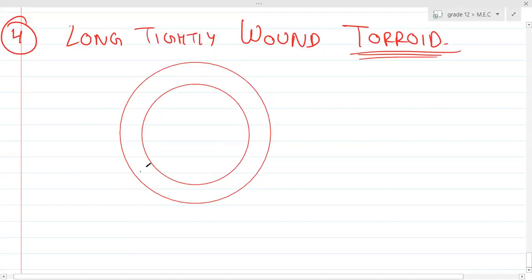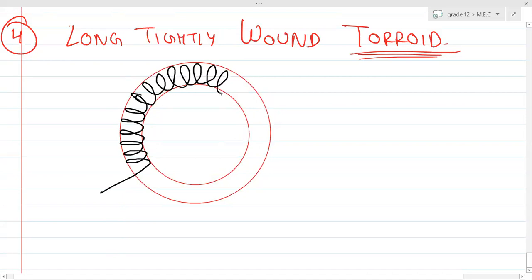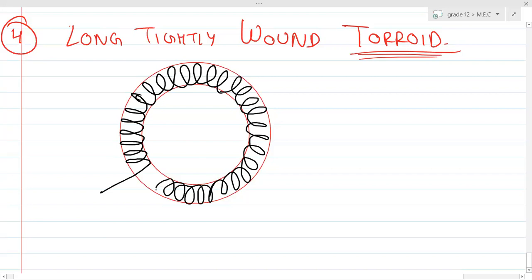this is a toroid. Now you will tell me what exactly is a toroid. What is a toroid, guys? It's like a solenoid in a circular form, a ring shape. Yeah, exactly. A toroid is basically a solenoid only, but I have bent that solenoid in the form of a ring. So basically it becomes something like this.